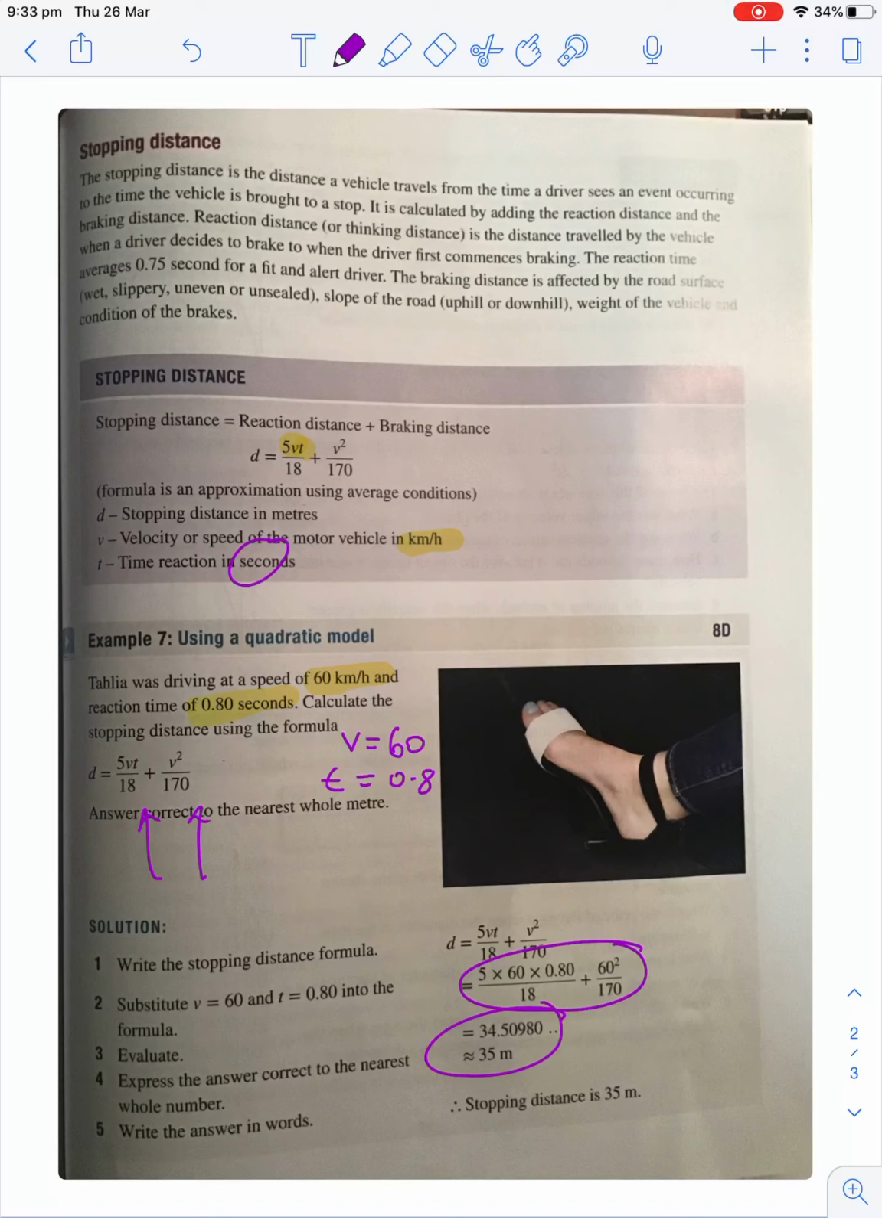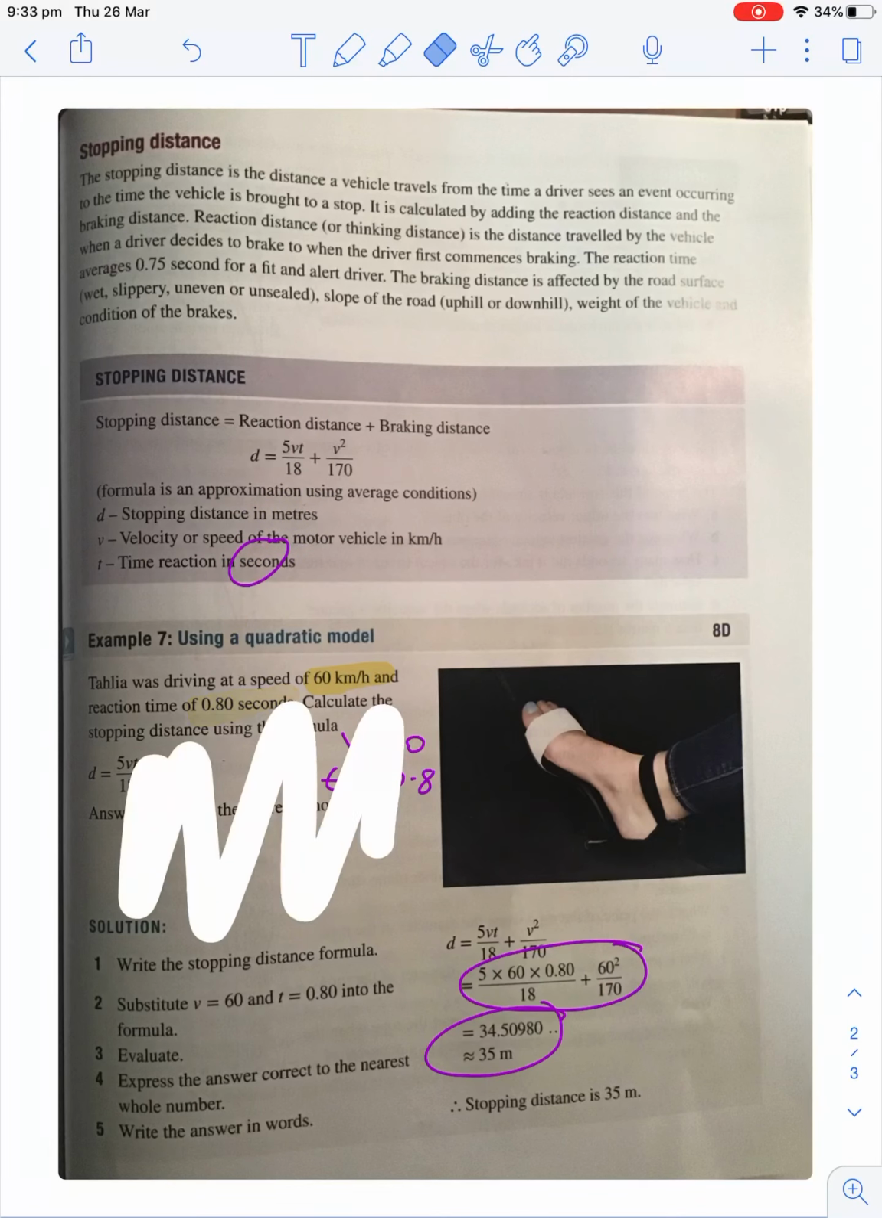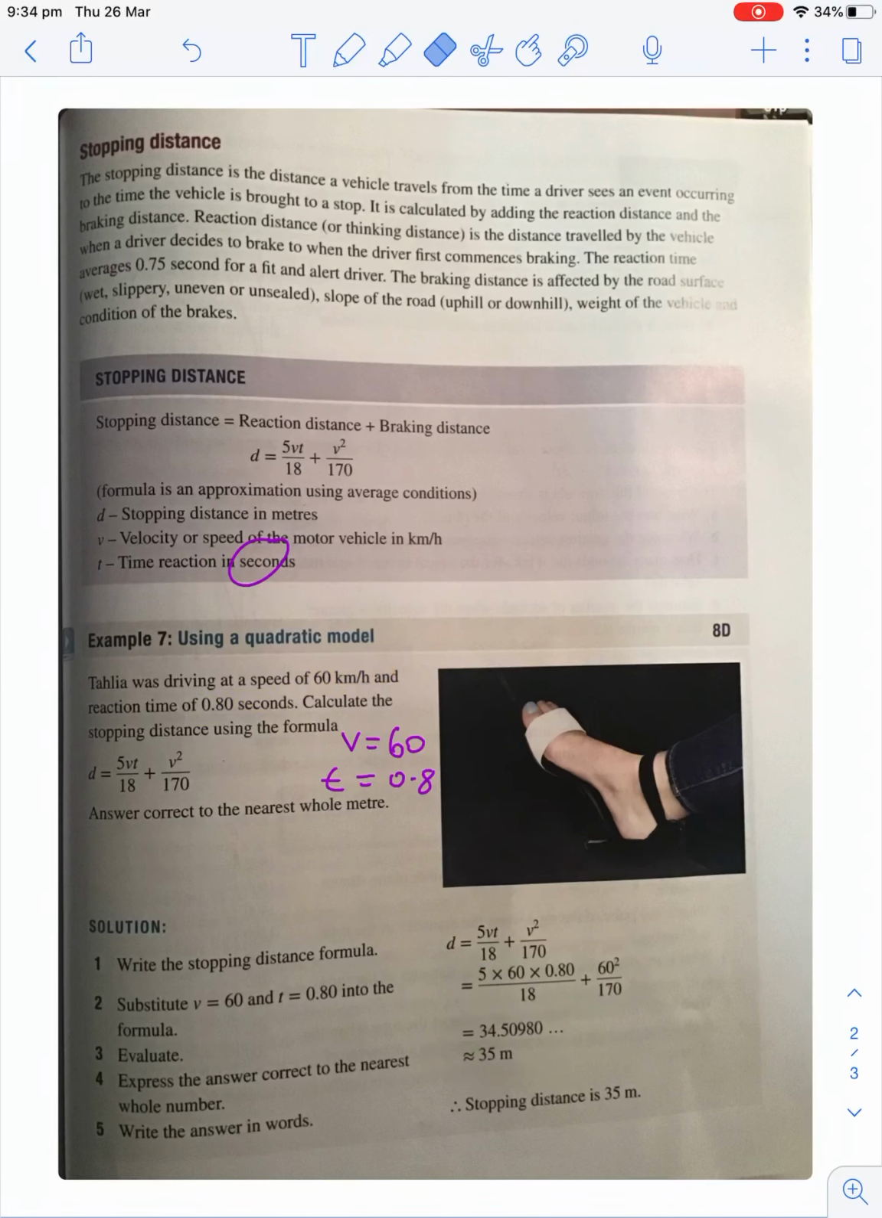So pretty simple question there. The questions on this in the HSC can get a little bit trickier, but it's just using these sorts of concepts. So it shouldn't be too much trouble.